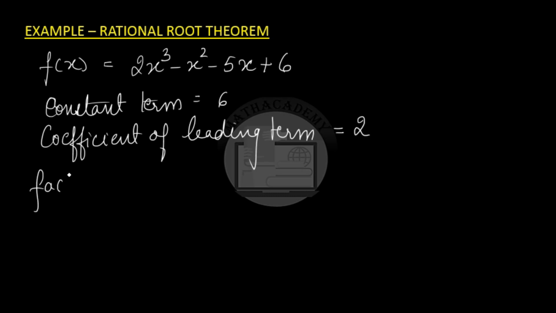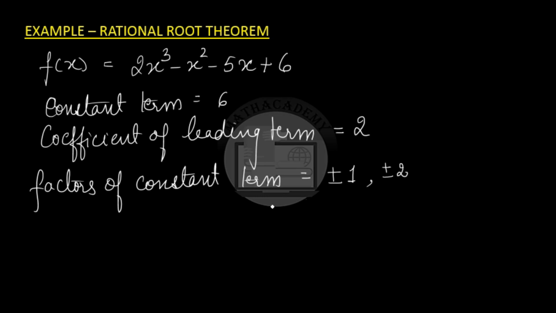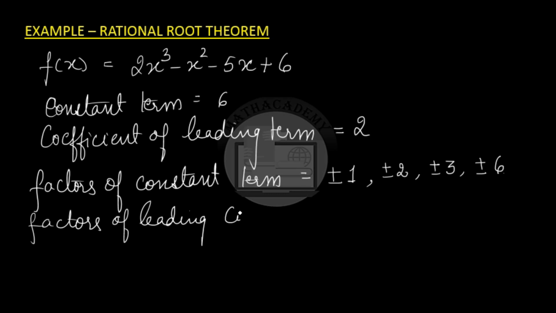Now let us find the factors of the constant term. Factors of 6 are plus minus 1, plus minus 2, plus minus 3 and plus minus 6. And the factors of the leading coefficient, in this case it is 2. So the factors of 2 are plus minus 1 and plus minus 2.